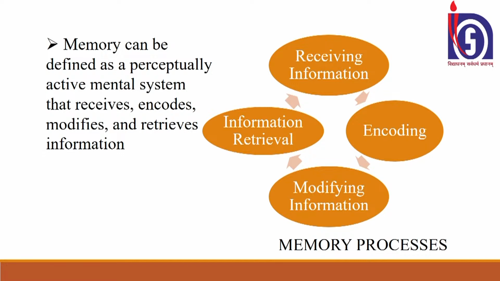Next we talk of memory. Memory can be defined as perceptually active mental systems that receive, encode, modify and retrieve information. So these are all the processes which are involved in memory. When we are talking of memory, it is not only retrieval of information, it also includes receiving of information. First you receive the information, whatever is happening around you, or if you read a text, you are receiving information. So the first step has happened.